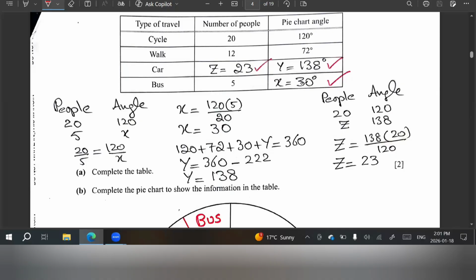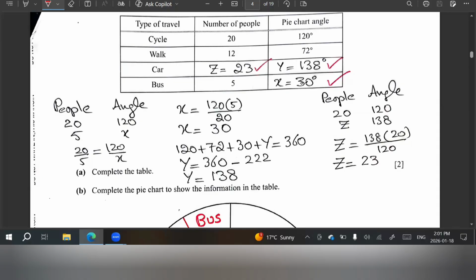Now I will find out how much the angle is, because the total angle in the pie chart is 360. So if I know this angle, this angle, and this angle, I can find the angle for the car. So 120, plus, let me call it y, so 120 plus 72 plus 30 plus y is equal to 360.